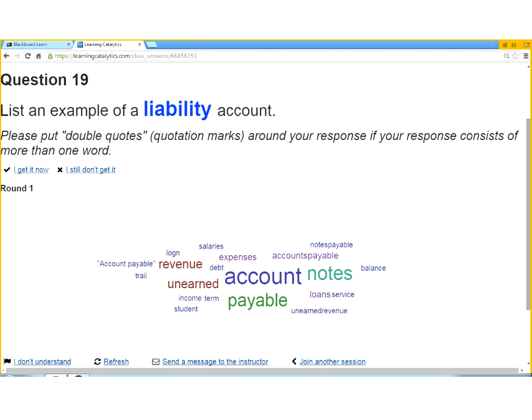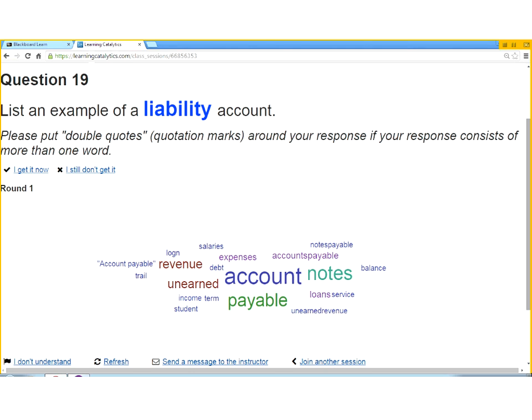And in balance sheet assets, we go from most close to cash to longest term asset. So we see accounts payable, notes payable, unearned revenue. Those are all good. Salaries expense is not a liability.